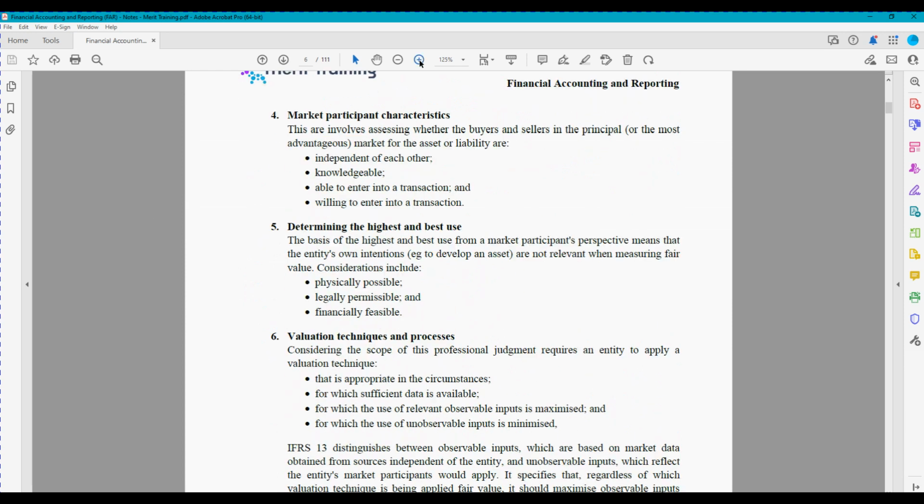Next to consider is market participant characteristics. So we need to consider whether the buyers and sellers are actually independent of each other, knowledgeable, able to enter into a transaction, and willing to enter into a transaction.